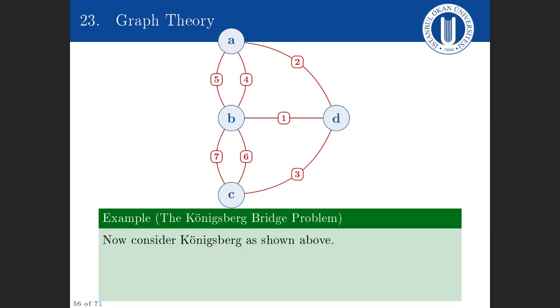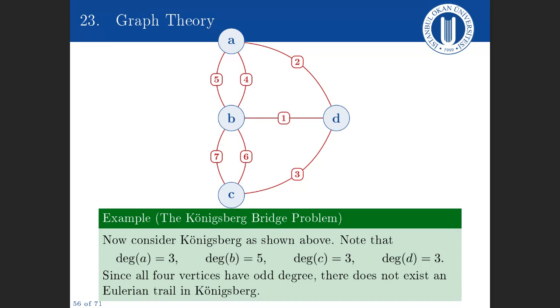Does there exist an Eulerian trail in Konigsberg? To answer that, we need to count the degrees of each vertex. The degree of A is 3, the degree of B is 5, the degree of C is 3, and the degree of D is also 3. So we have odd number, odd number, odd number, and odd number. We have 4 odd numbers, so by the theorem, there does not exist an Eulerian trail in Konigsberg.